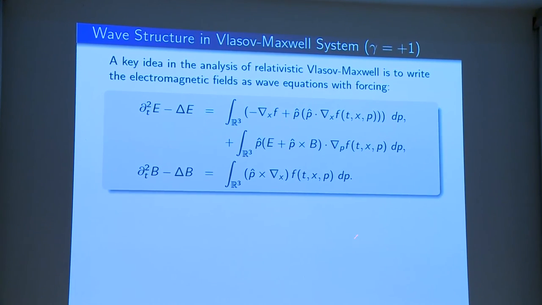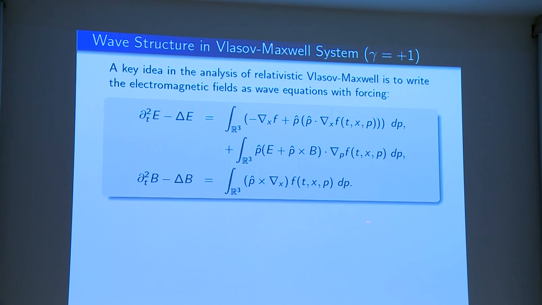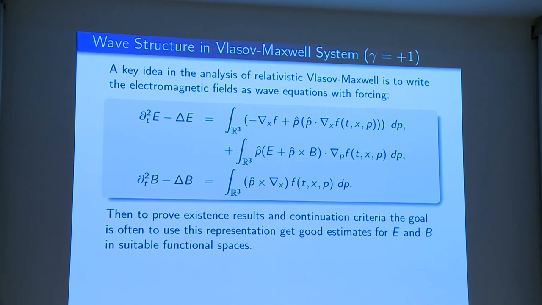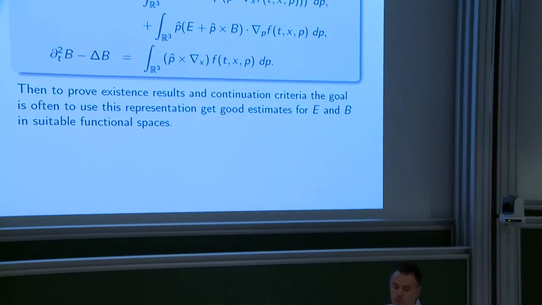A key idea in all of these studies of Vlasov-Maxwell that I mentioned is to write the electromagnetic fields as wave equations with a complicated forcing, and I wrote out carefully the complicated forcing on the right-hand side. You have these integrals in dp, and now you want to invert the wave operator and prove estimates for E and B. But it appears, just naively from looking at this, that you lose regularity, and that is a nightmare, and it would be fatal if you really lose regularity. Fortunately, you don't. But there's a price to pay for not losing regularity. So to prove existence results or continuation criteria, the goal is often to use this representation to get good estimates for E and B.